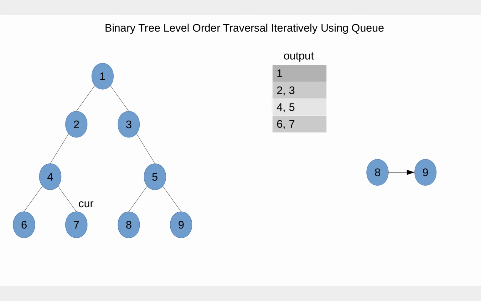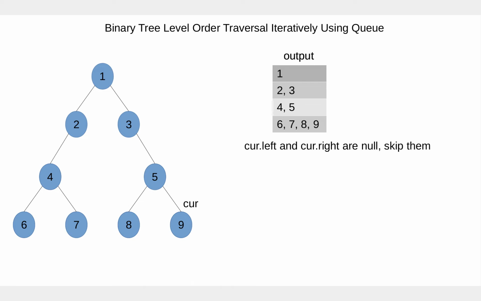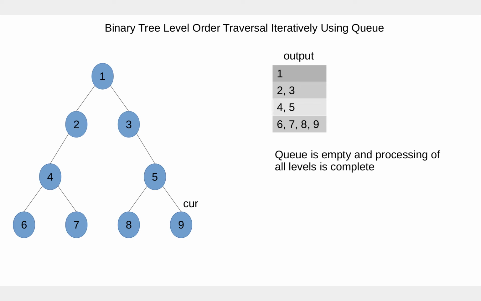We'll add 7 to the output. We'll process this node. 7 doesn't have a left or a right child, so we can skip it and we can remove the next node from the queue. So we'll process this node 8 now. 8 doesn't have a left child or a right child, so we can skip it. And current is assigned the reference to 9, so we'll process 9. And 9 doesn't have a left child or a right child, so we can skip it. And now the queue is empty and the processing of all levels is complete.